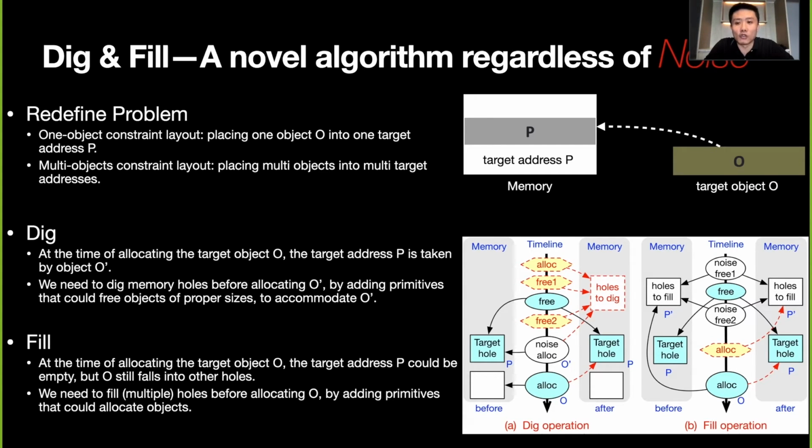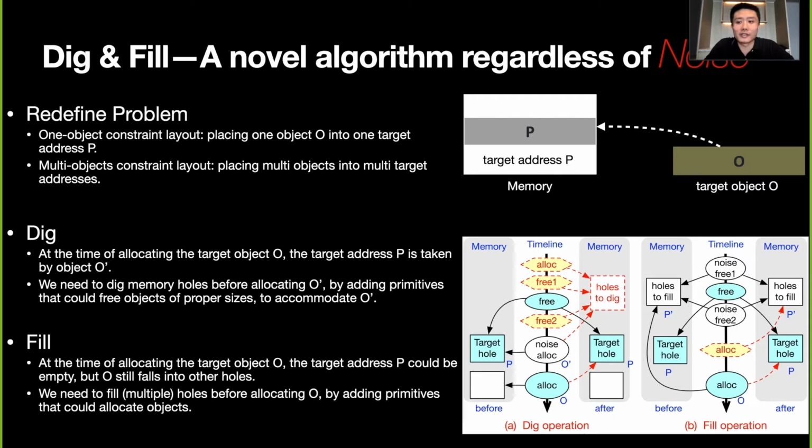First of all, we consider the layout manipulation problem. We think the heap layout manipulation is to place a target object O into a target address P. Then, if the object O is not placed at the address P, there must be the 2 situations below. First of all, we call it the dig situation.